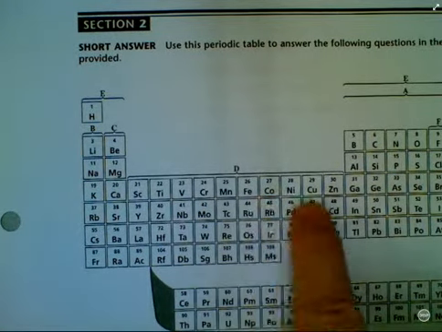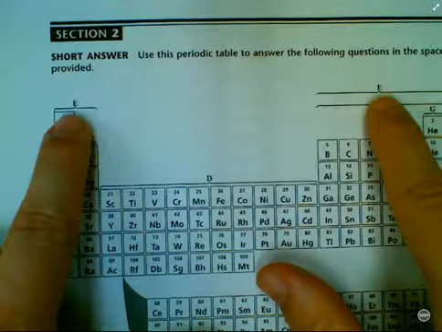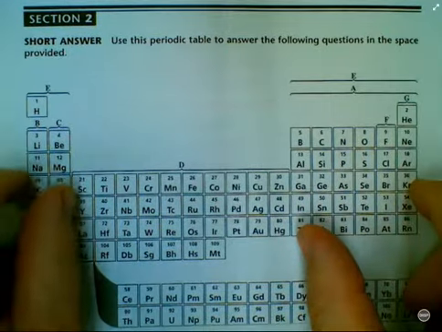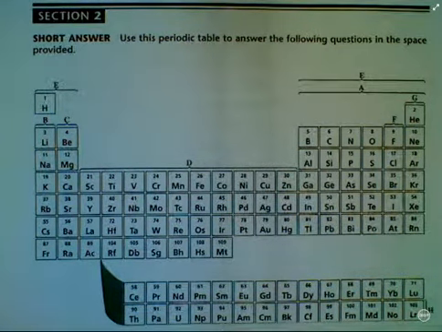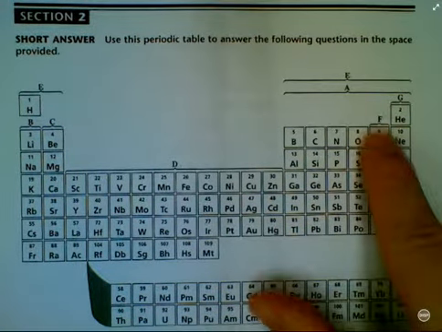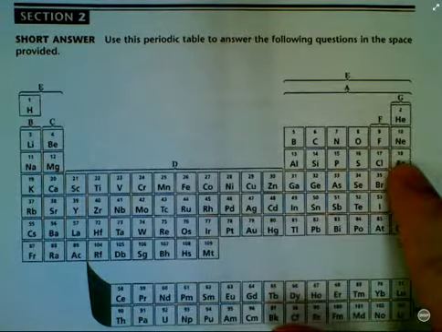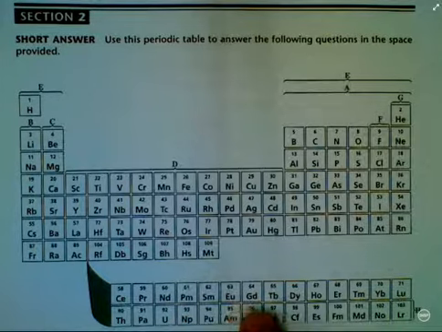D, transition metals. E is a little tricky because it's actually two different places on the periodic table. So E is this and this. That's actually going to be our main group elements. Our main group elements, right? Those are all the taller columns. Over here to F, these are the halogens. G, the noble gases. H, we have the actinides. And the actinides going across this way.